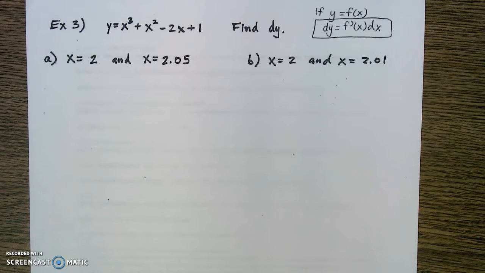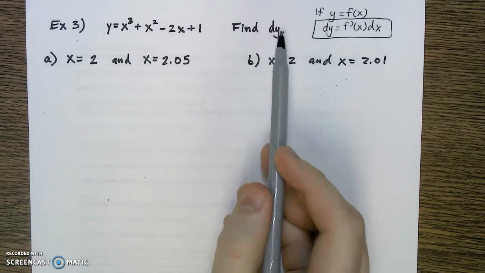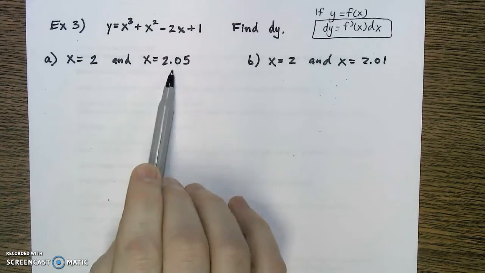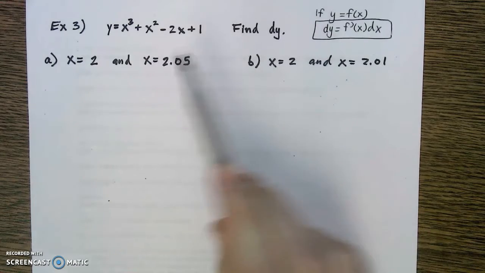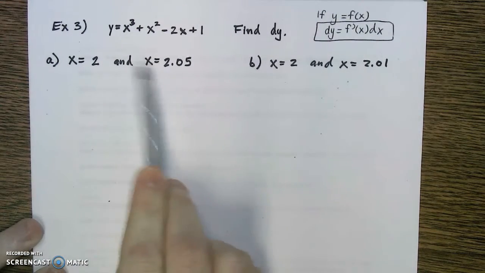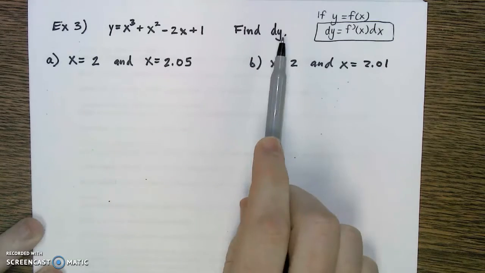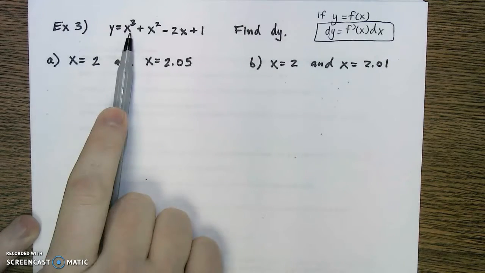In example 3, they want us to use differentials to find the change in y from 2 to 2.05 and then from 2 to 2.01. So they're giving you the change in x and they want you to find the change in y for this function.